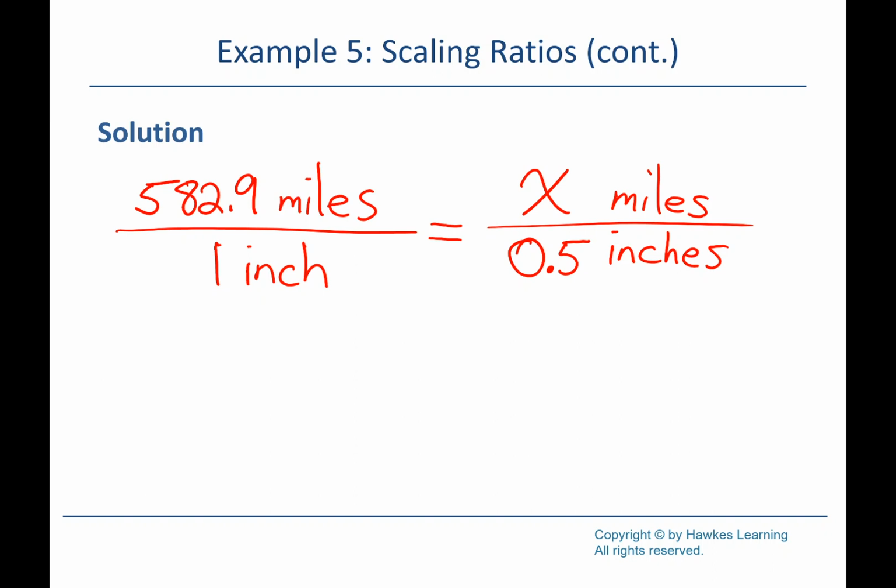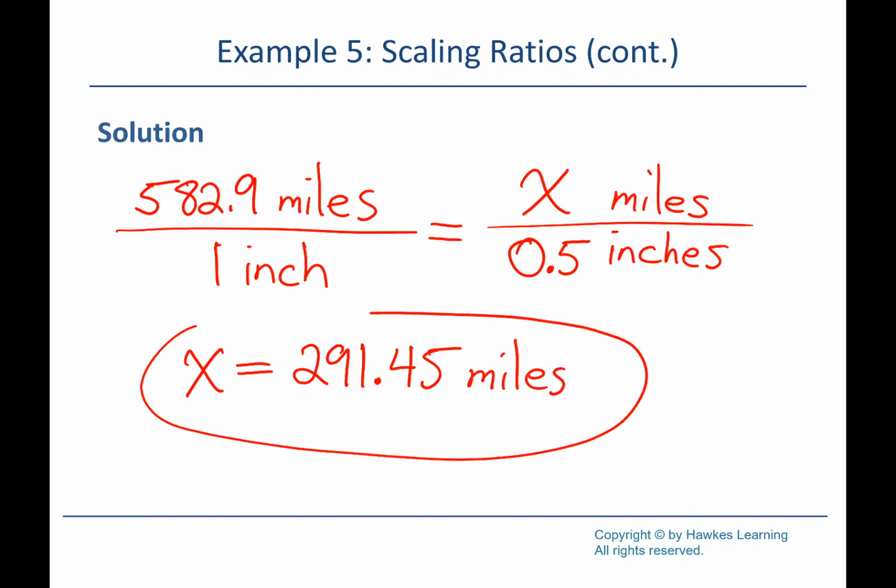Okay. So then we can cross multiply. If we do x times 1, that's just x. And then we'll do 582.9 times 0.5. And you had the right idea, I think, in mind. That gives us 291.45 miles, or however it would tell us to round, maybe on this one.